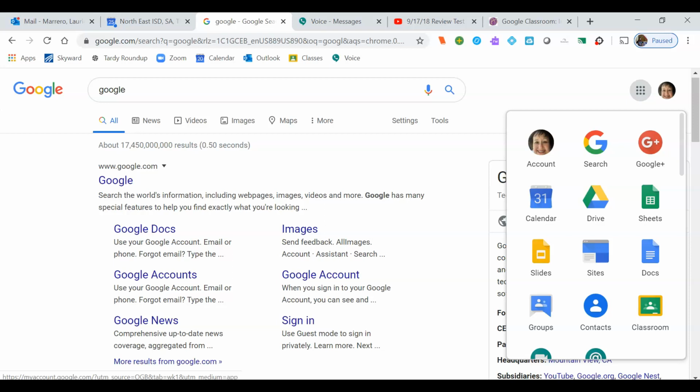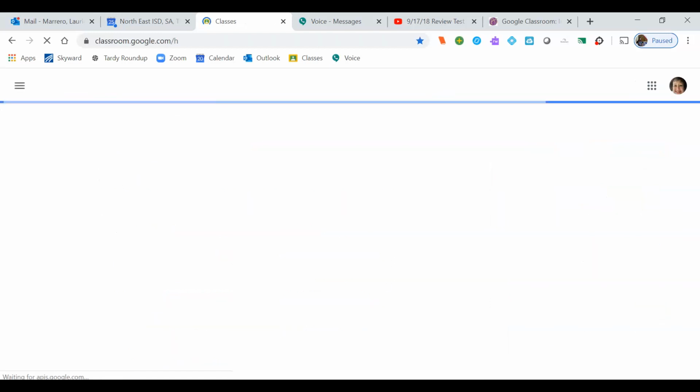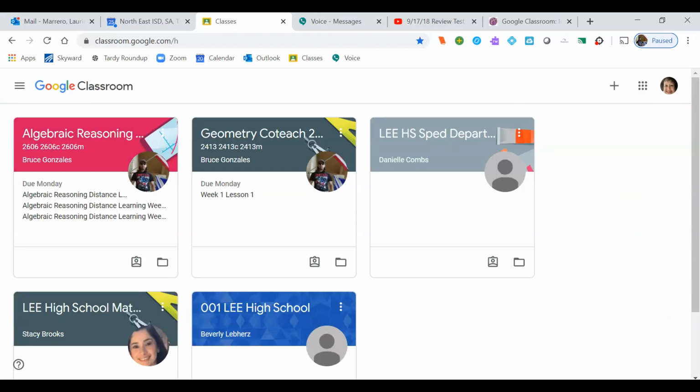Maruru. Well, anyways, if you hit Classroom, however you get there, the website is classroom.google.com. You should have already accepted the invite and you should see your class in here.